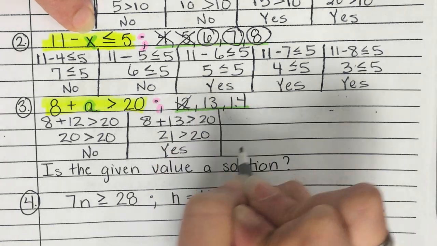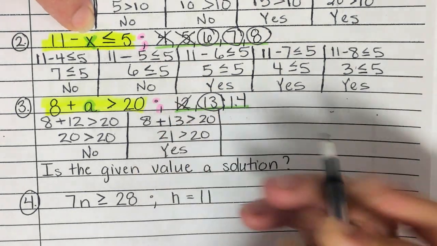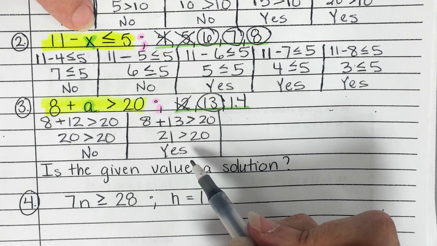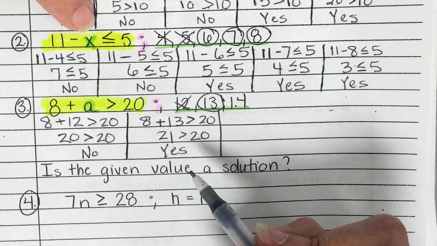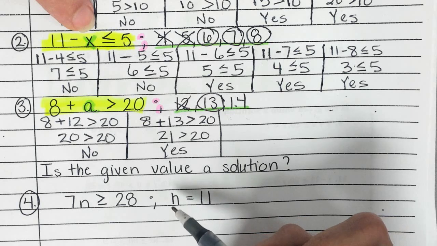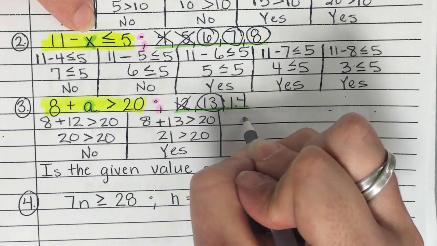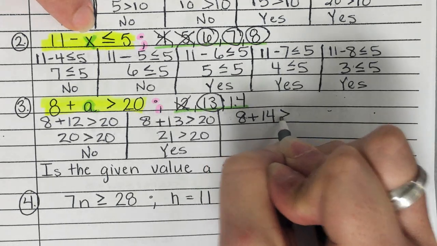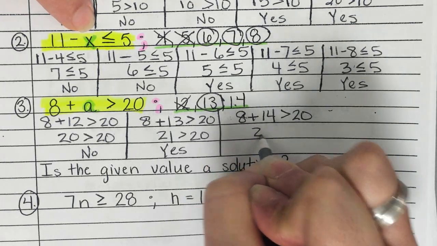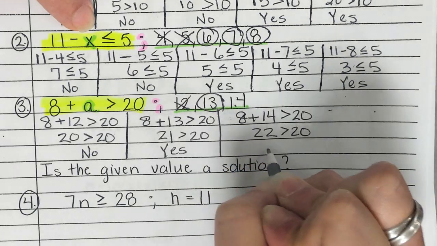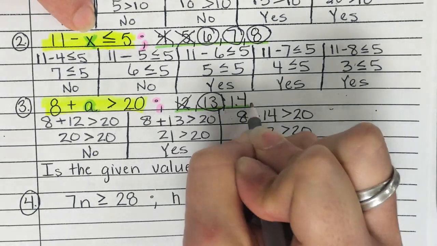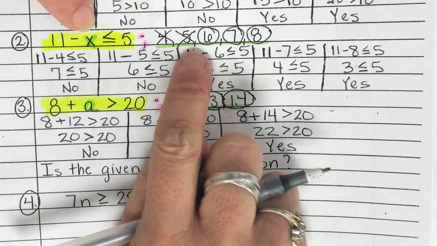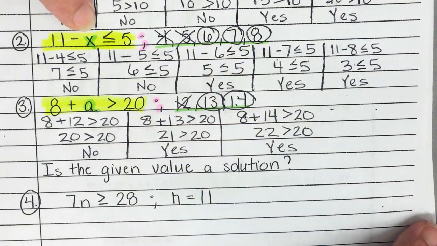And I'm going to say it right now while I'm thinking about it. Guys, if you skip a step, I'm not giving you perfect credit. I'm taking points off. Even if it's homework tomorrow. If I can write this all day, you can write it, I promise. 8 plus 14 greater than 20. 22 greater than 20. Yes. Cross them out, the ones that don't work, and circle the solutions that do work.